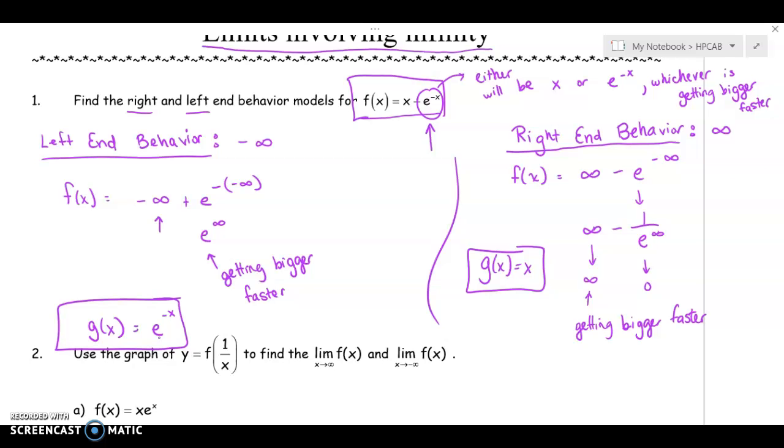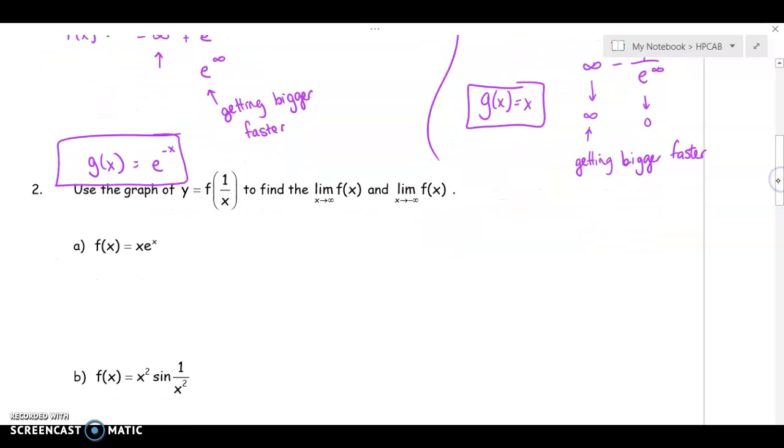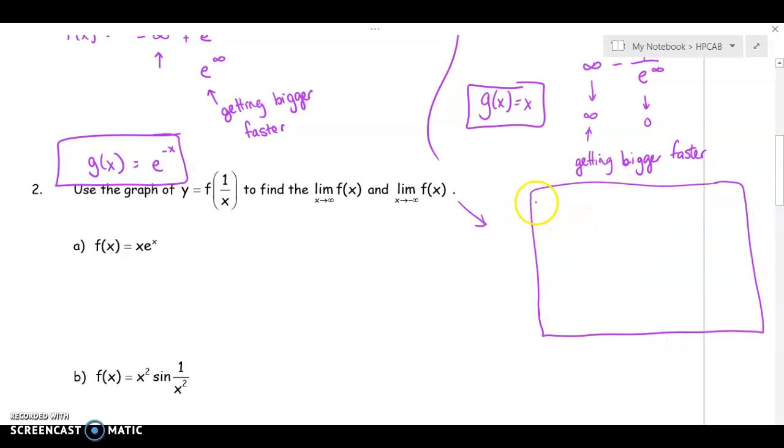When we do number 2, it says use the graph of y equals f of 1 over x to find the limit as x approaches infinity of f of x and the limit as x approaches negative infinity of f of x. The main important thing to know that will help you in this problem, and later on, is that the limit as x approaches infinity of f of x is doing the same thing as the limit as x approaches 0 from the right side of f of 1 over x.